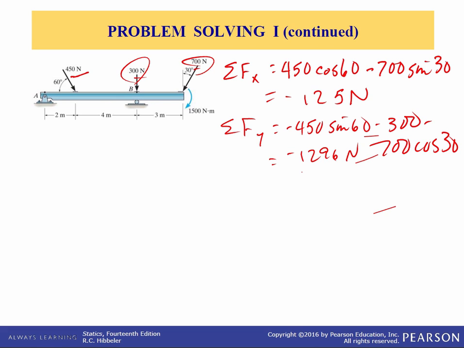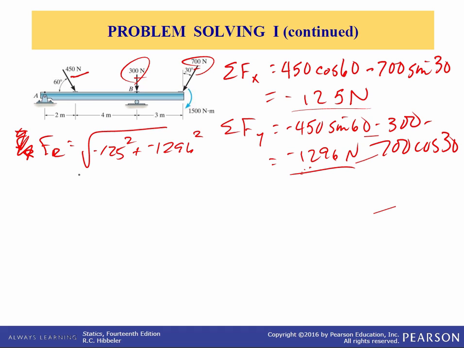So if I ask you to find the magnitude and the direction, you know how to do that. You take the square root of the sum of squares of these two, and the direction would be the inverse tangent of the y component divided by the x component. I think we've done that before, but we can do it again. So the magnitude of the resultant force is the square root of minus 125 squared plus minus 1296 squared, and that equals 1302 newtons.